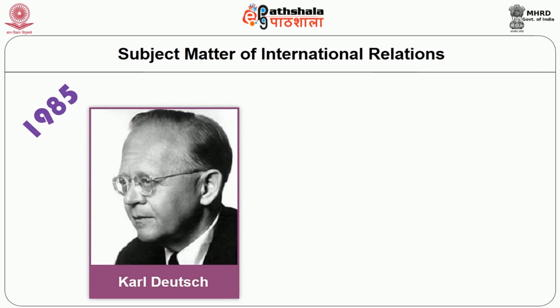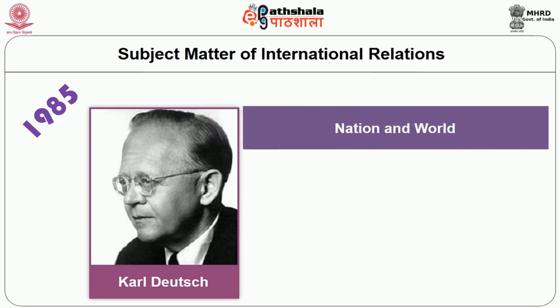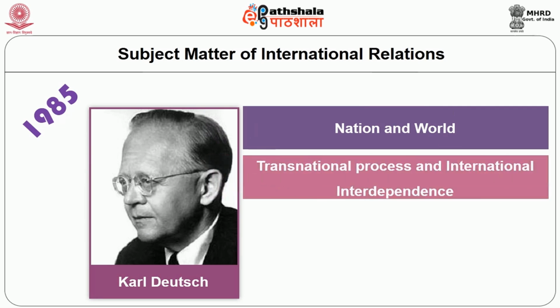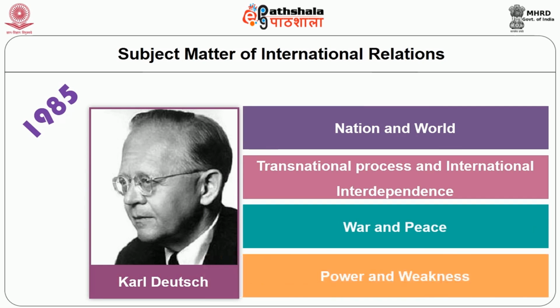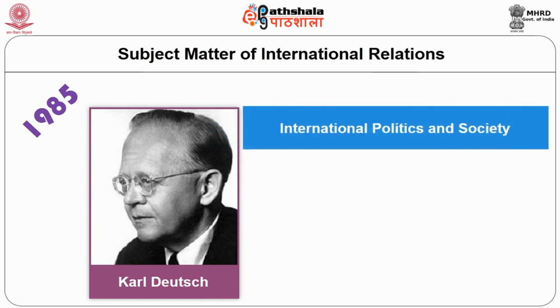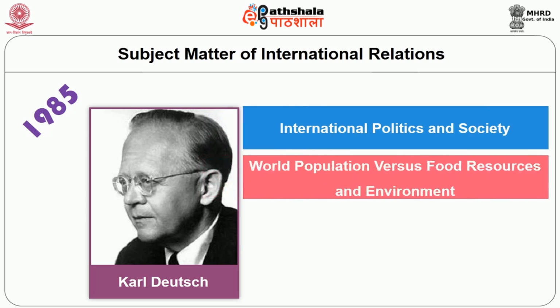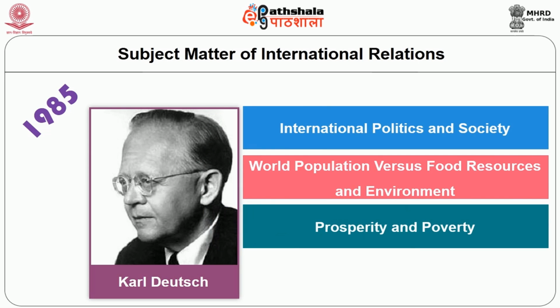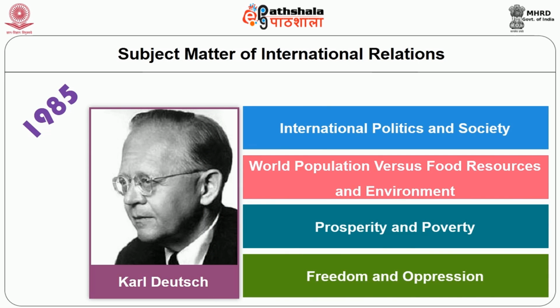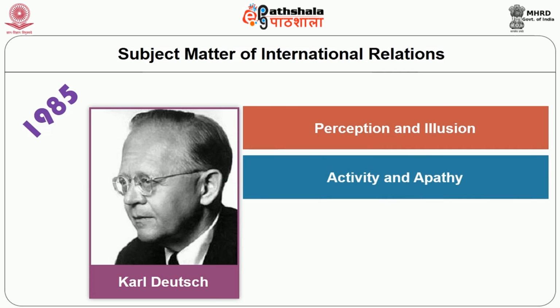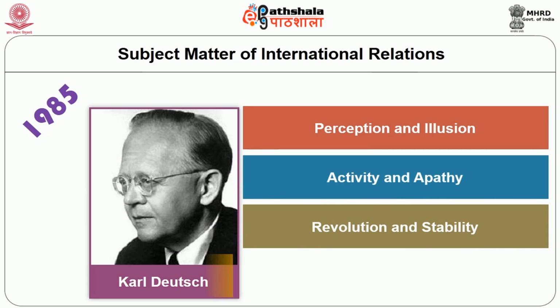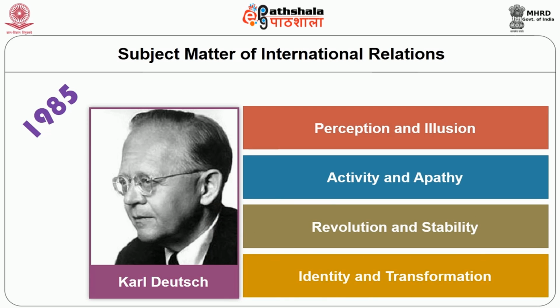In 1985, Karl Deutsch further added 12 elements of IR subject matter, which are nation and world, transnational processes, international interdependence, war and peace, power and weakness, international politics and society, world population versus food resources and environment, prosperity and poverty, freedom and oppression, perception and illusion, activity and apathy, revolution and stability, identity and transformation.